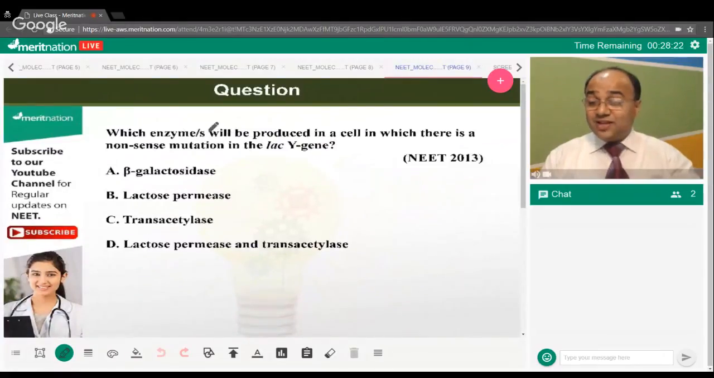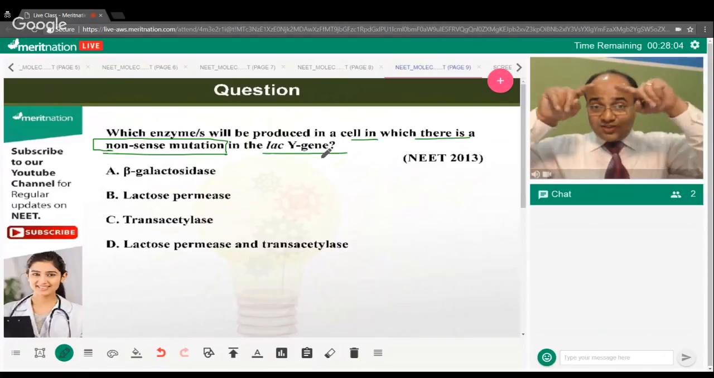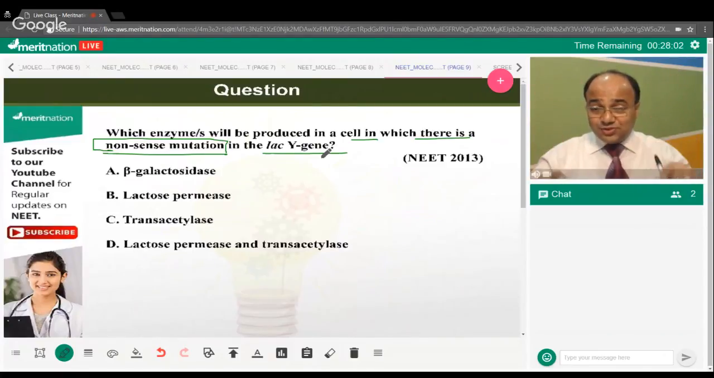Which enzyme or enzymes will be produced in a cell in which there is a nonsense mutation in the lac Y gene? So, what do I mean by a nonsense mutation? I must definitely understand that in order to answer this question. I should know the structure of the lac operon, which I have just shown.